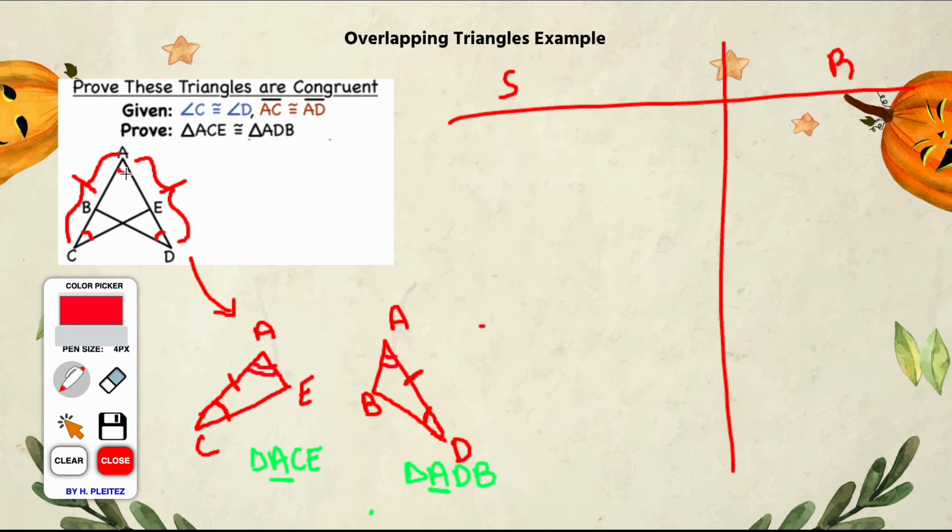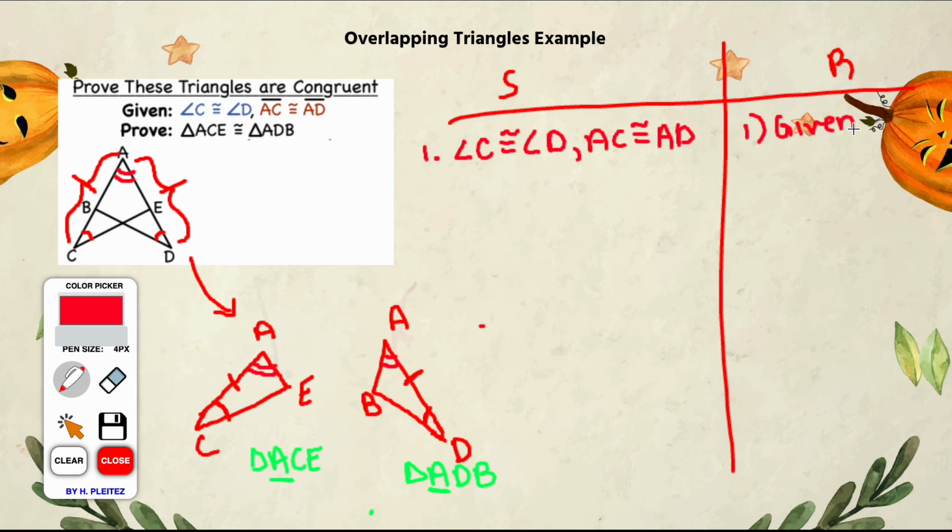And in our bigger diagram, it would just look like this, right? Instead of when we had a shared side, we put an X. When we have a shared angle, we can go ahead and just put whatever number of arcs you're using on that angle. And then when you separate your triangles, you'll see that they are congruent, right? So let me write in my given, angle C is congruent to angle D, and AC is congruent to AD.